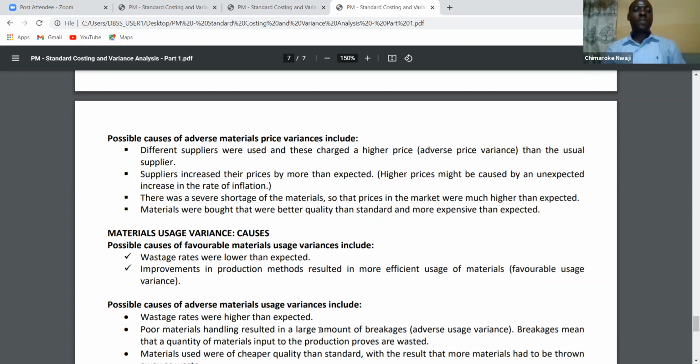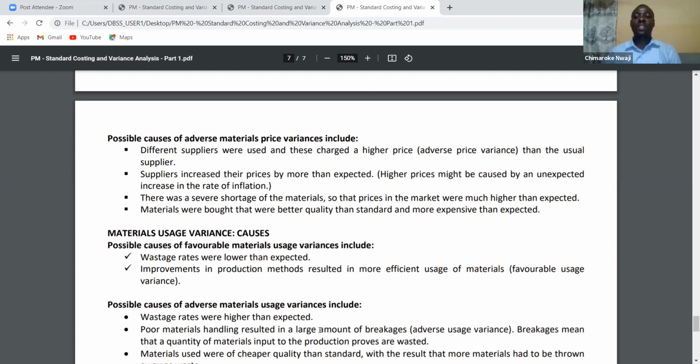Then it could be that there was a severe shortage of materials, so that prices in the market were much higher than expected. Maybe when there's scarcity of fuel, they may want to increase the price of fuel. And so that may result in a higher adverse price variance. Or it could also mean a good thing too, that you bought a better quality than what you were planning in your standard. And so because you bought something of better quality, the price was expensive.